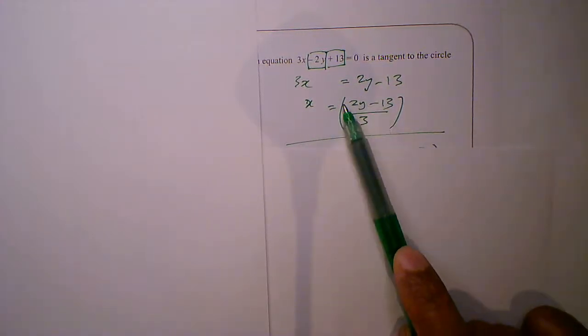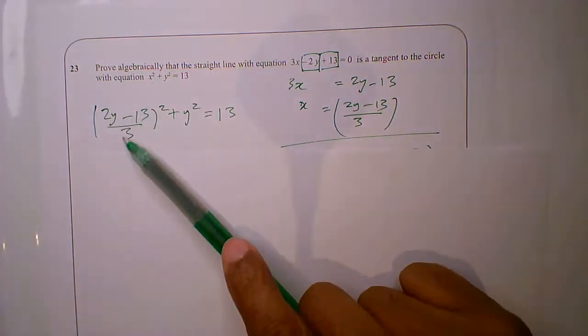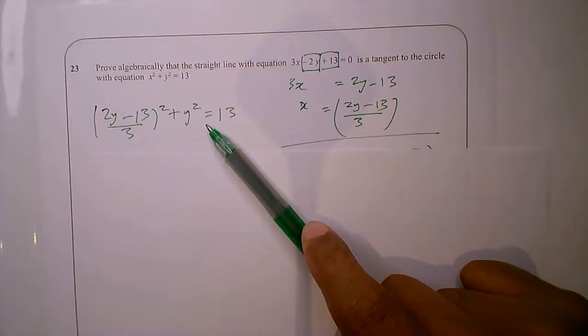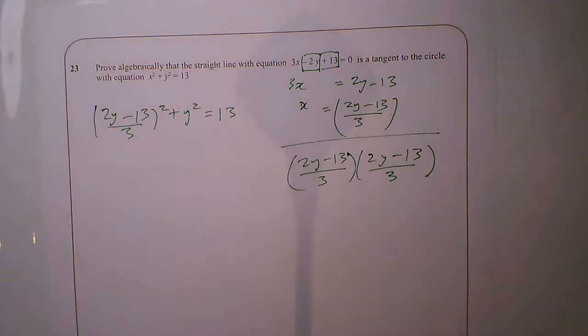Now we replace this into the formula here, so x squared becomes 2y take away 13 over 3, squared, plus y squared equals 13. Now we want to expand this, so this is where we're at. I kind of stopped there, I had to go.